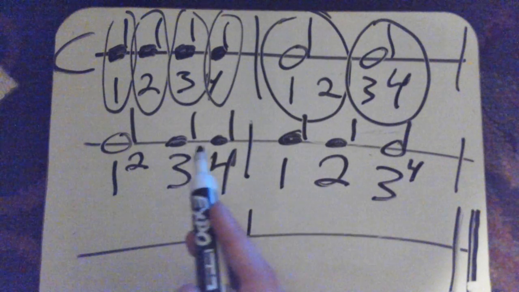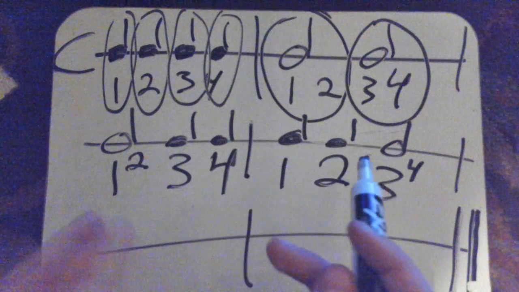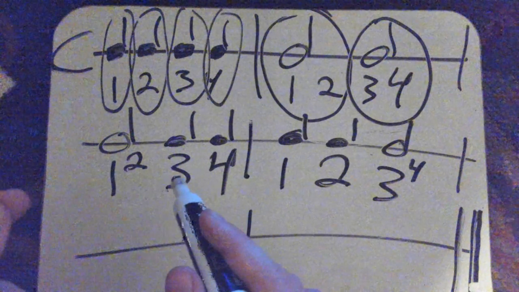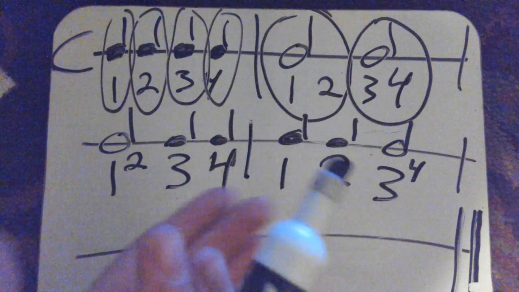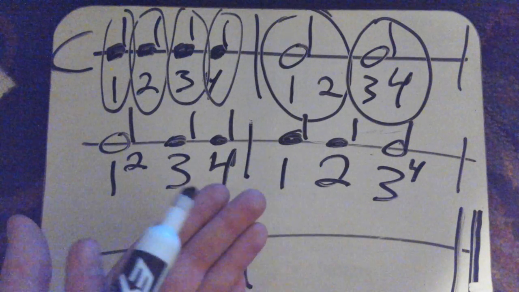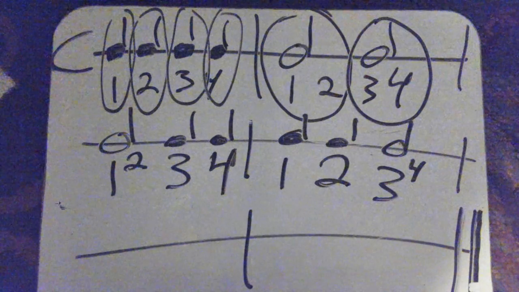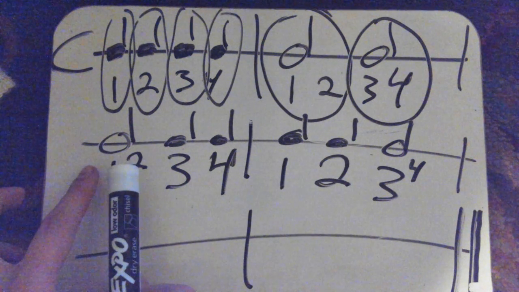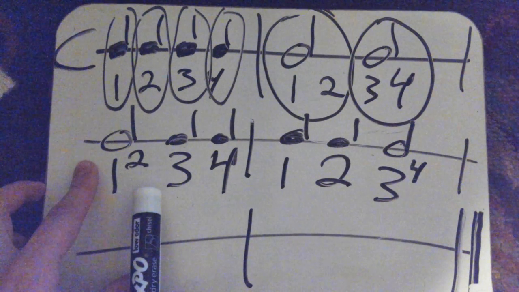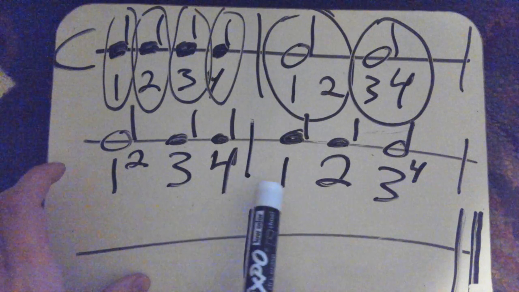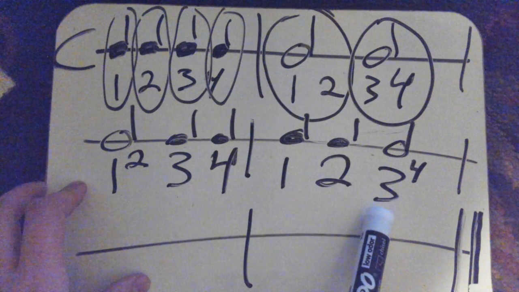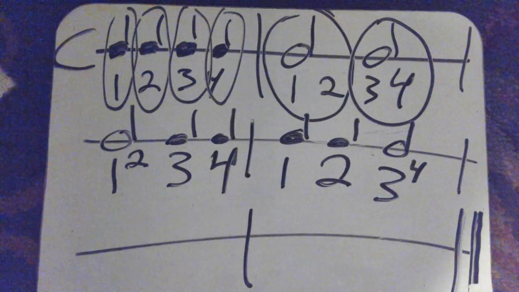Let's try clapping and counting this middle line. 1, 2, ready, and go. 1, 2, 3, 4. 1, 2, 3, 4. Let's do that one more time, and I'm simply going to tap along so you can follow along. Ready, and go. 1, 2, 3, 4. 1, 2, 3, 4. I hope that helps a little bit.